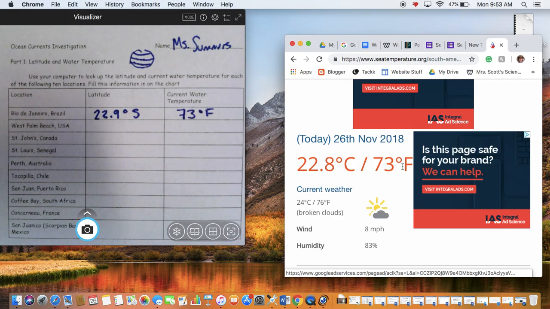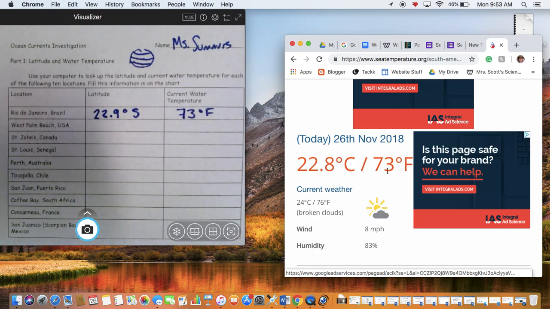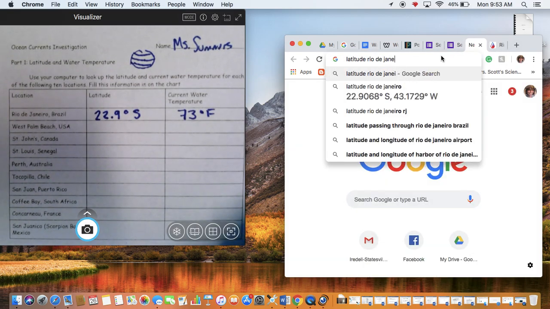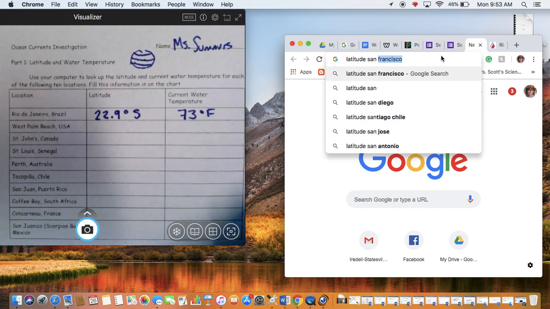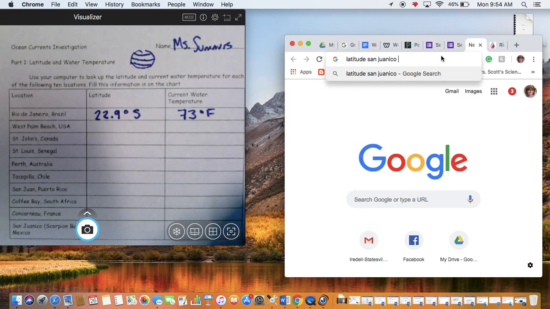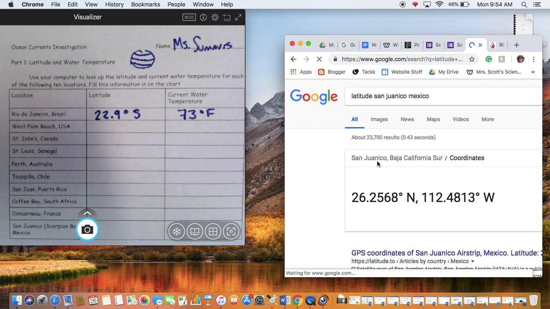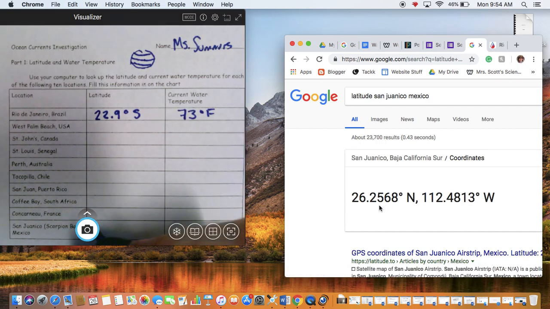All right, so I'm going to continue to do that for all these places. I'll do this one for you. Actually, no, I'll do this one. I'll do San Juanico. So if I go back here, latitude San Juanico, Mexico. San Juanico is the only one, so that's 26.2 degrees north.